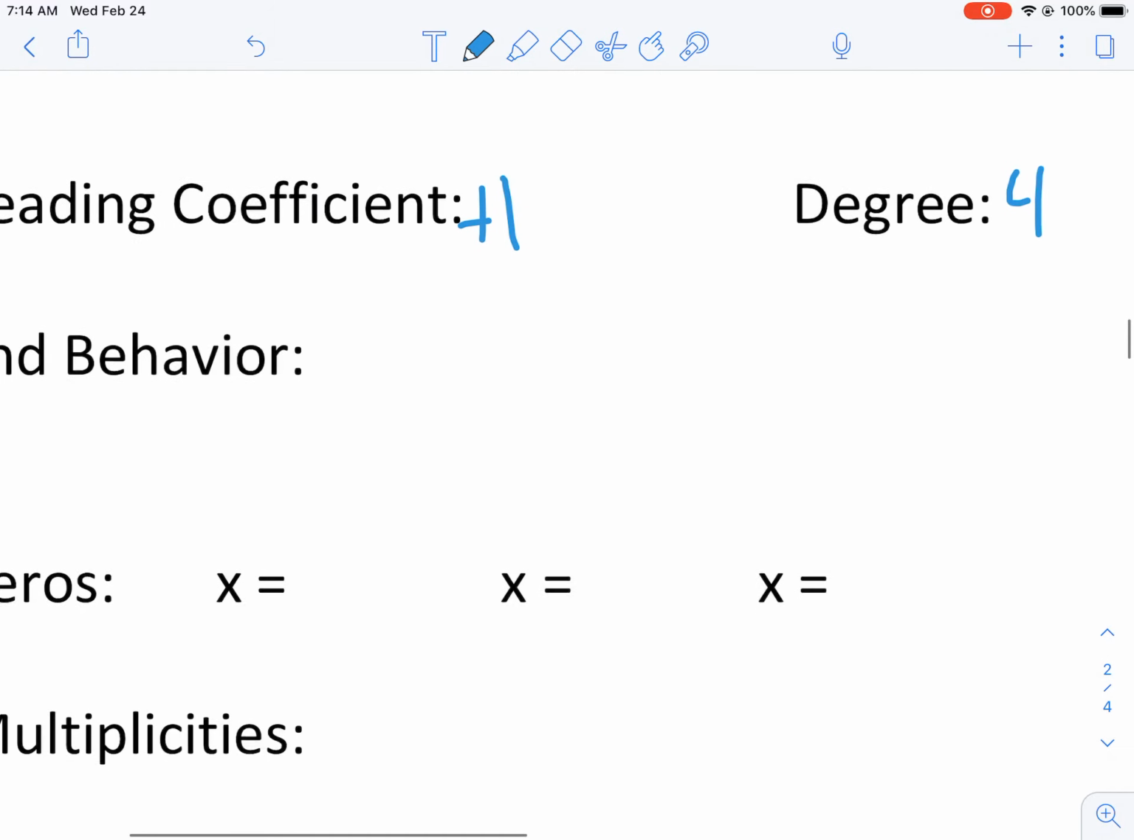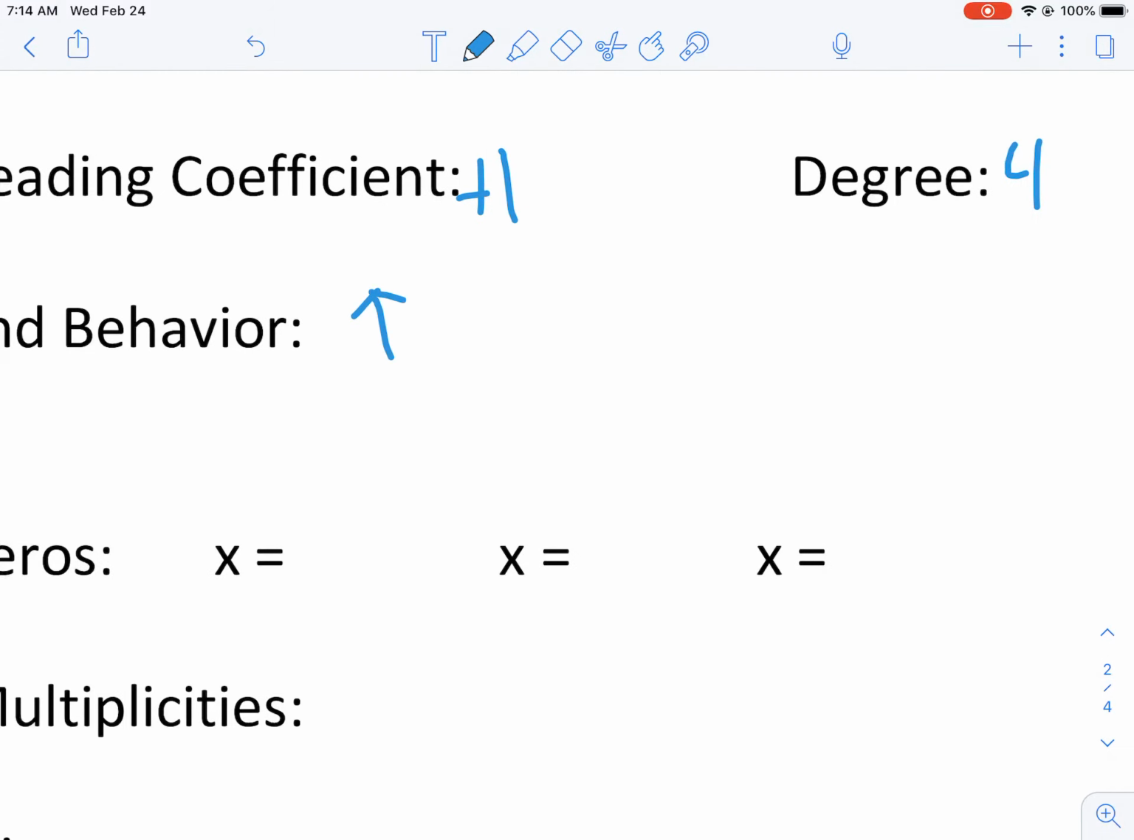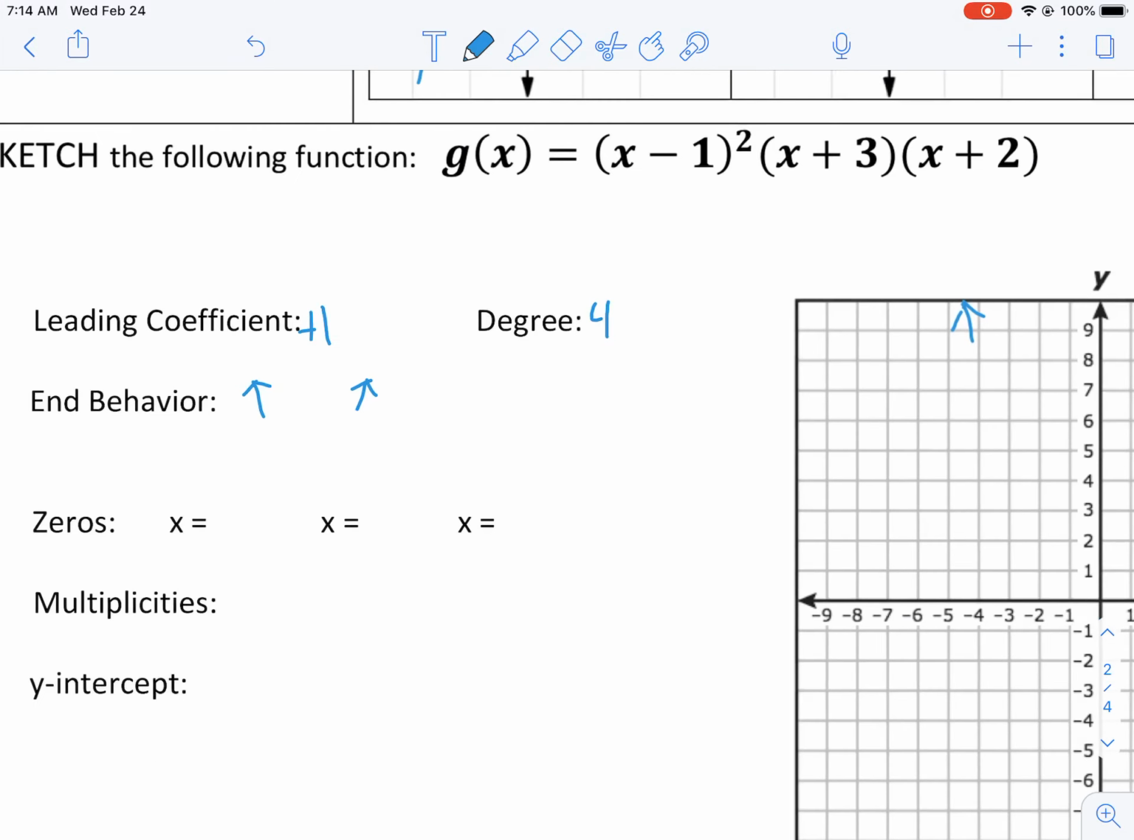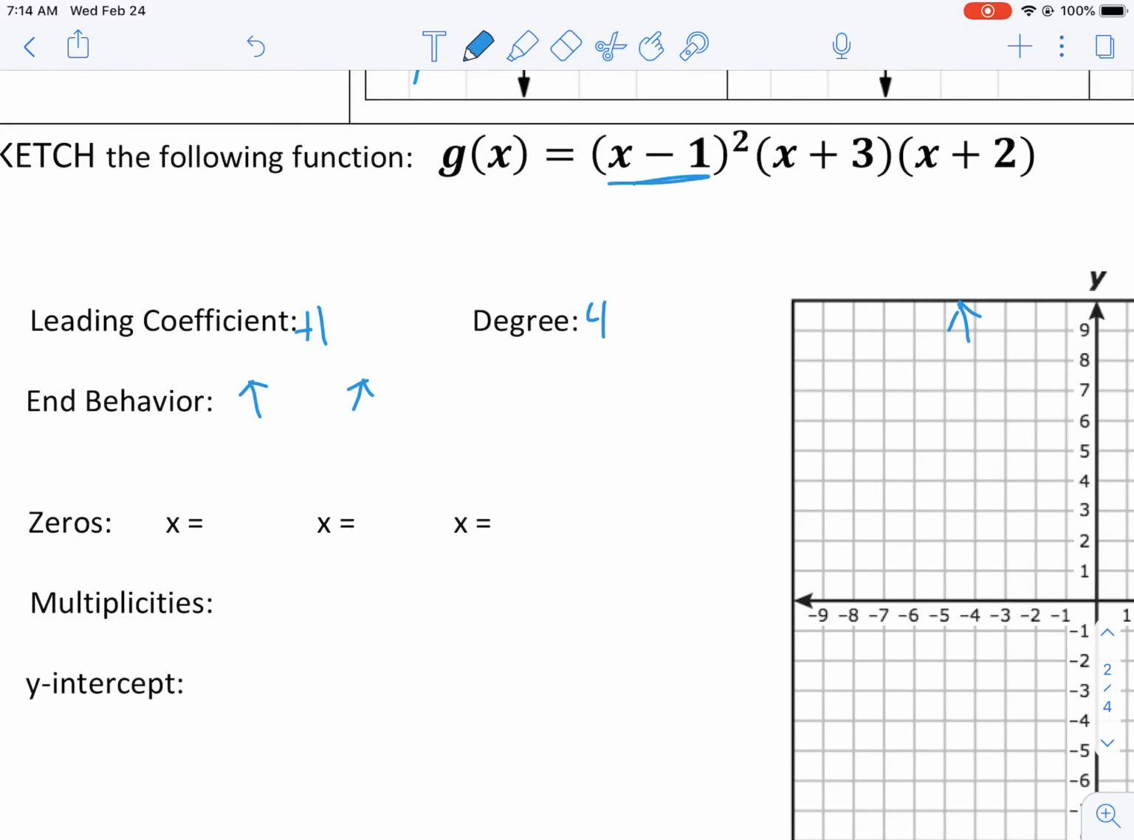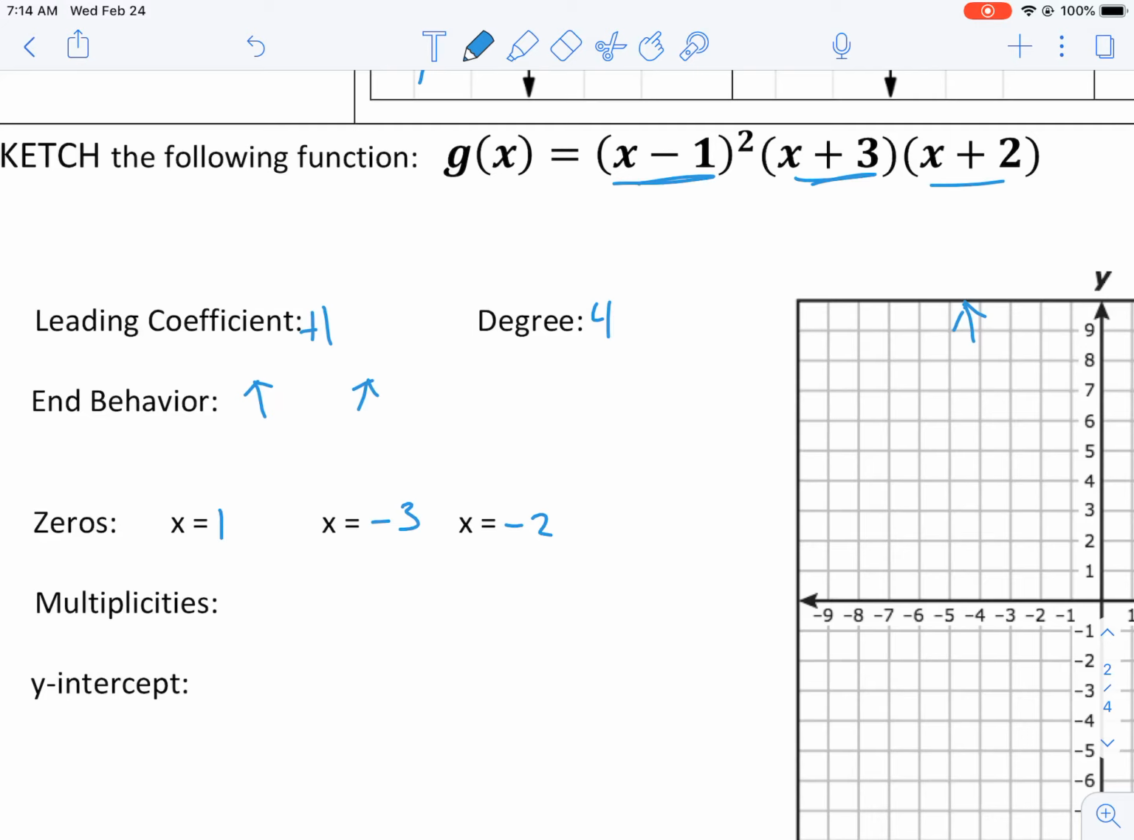In end behavior, that's what I just drew. Since it's even and positive, we know both arrows are going to be up. When it comes to the zeros, this is going to give us a zero of 1, that's going to give us a zero of -3, and that's going to give us a zero of -2.